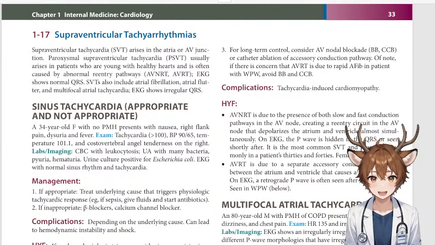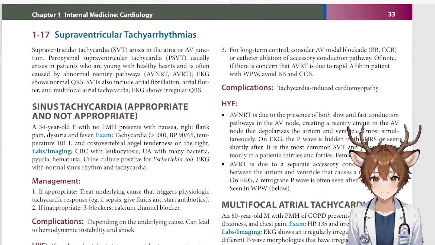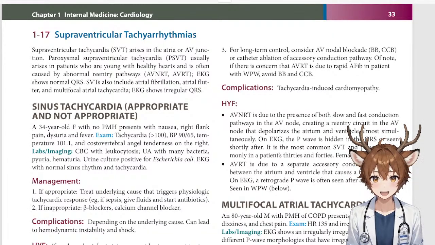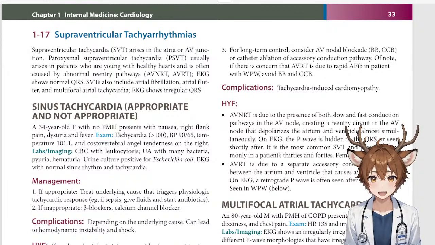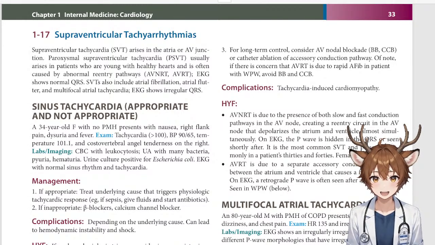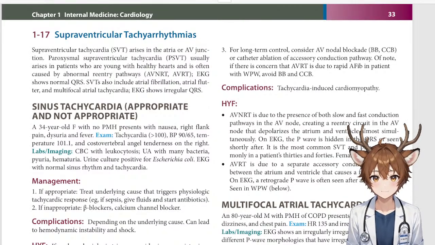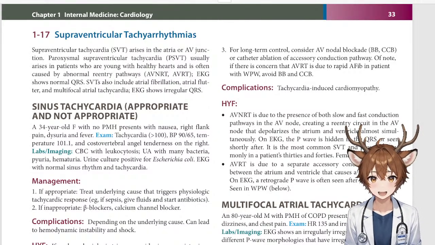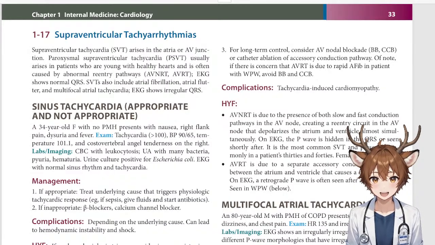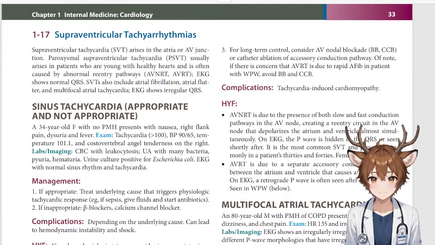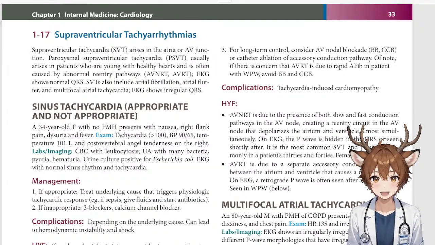Sinus tachycardia, appropriate and not appropriate. So here's a vignette. A 34-year-old female with no past medical history with nausea, right flank pain, dysuria, and fever. Exam: tachycardia greater than 100, blood pressure of 90/65, temperature of 101.1, and costovertebral angle tenderness on the right. Labs and imaging: CBC with leukocytosis, UA with many bacteria, pyuria, hematuria, urine culture positive for E. coli, EKG with normal sinus rhythm and tachycardia.